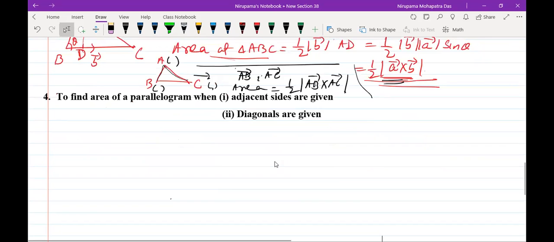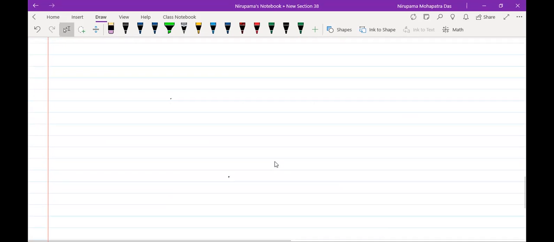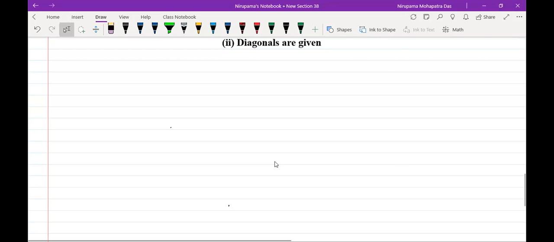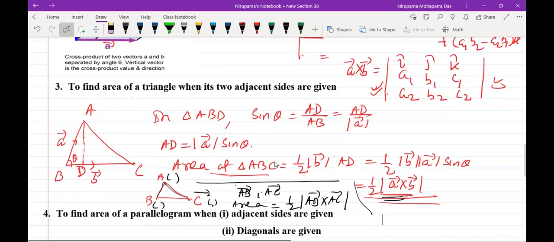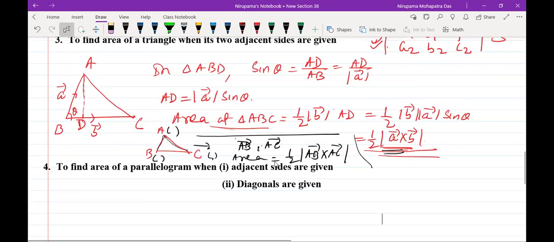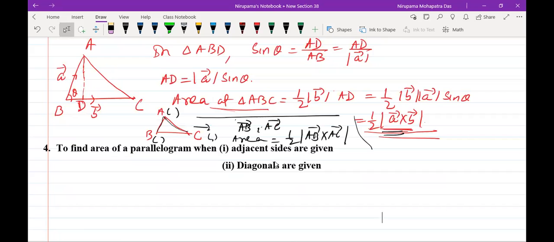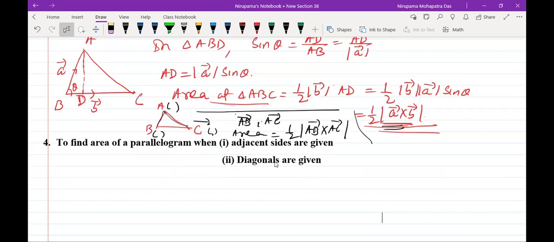Okay, next, to find the area of the parallelogram. Here we have two cases. The lecture is a bit lengthy because I just want to complete the whole concept in one go, so that in the next class we can take questions from both dot and cross products. First, to find the area of the parallelogram when adjacent sides are given. This is very, very simple in fact.